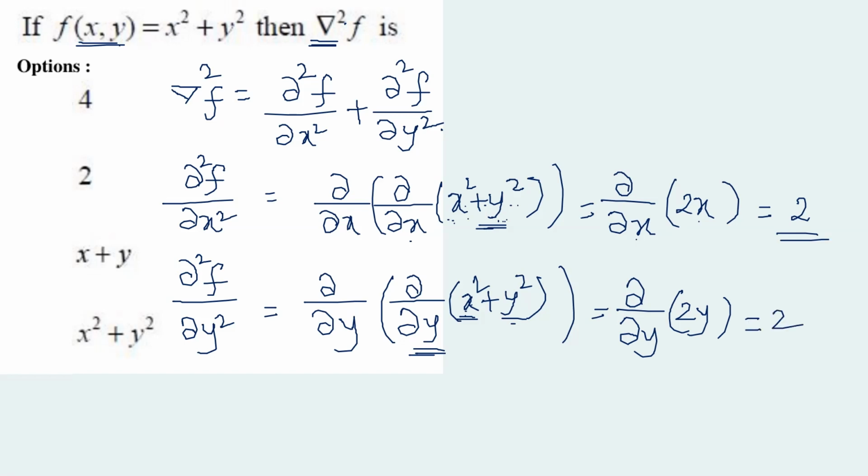y is 2. So del square f is equals to 2 plus 2, that is equals to 4. The correct answer is option A, 4.